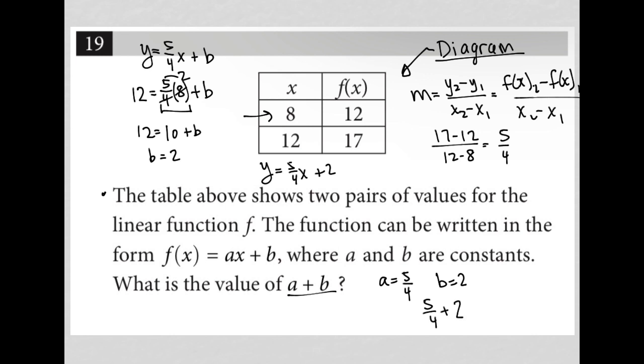In order to add fractions, I have to have a common denominator. So I'm going to treat this like a 2 over 1. If I multiply 2 over 1 by 4 over 4, because I want my denominator to equal 4, this becomes 5 over 4 plus 8 over 4. 5 over 4 plus 8 over 4 is just 13 over 4. So there's my answer. 13/4 is the correct answer for a plus b.